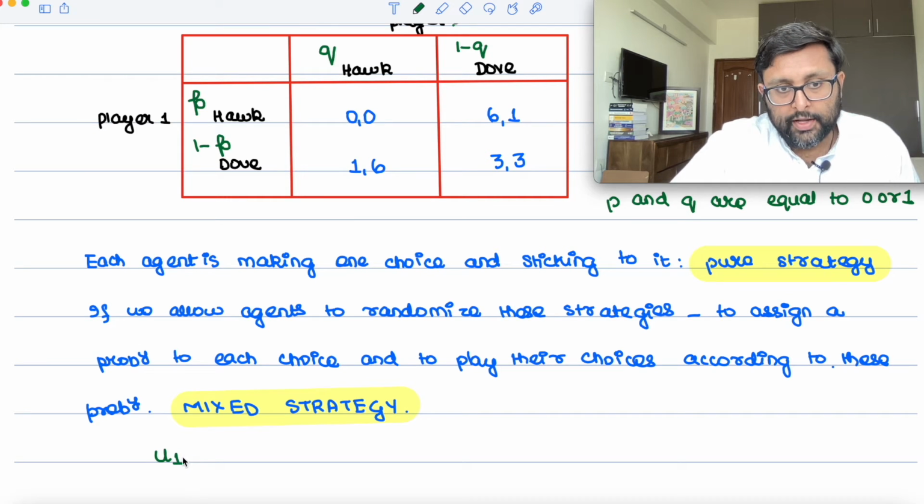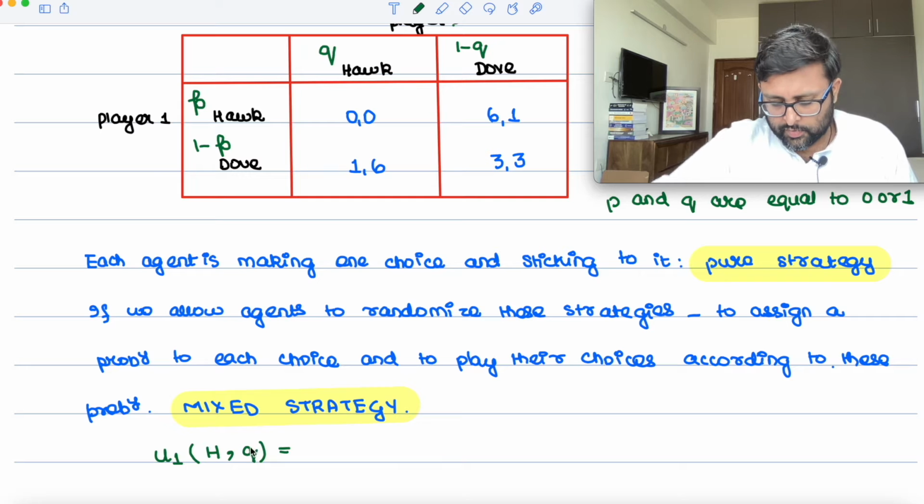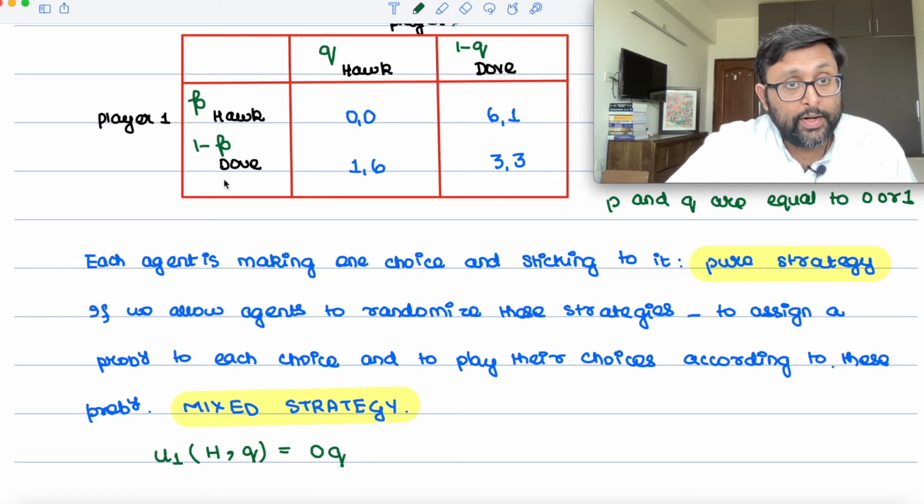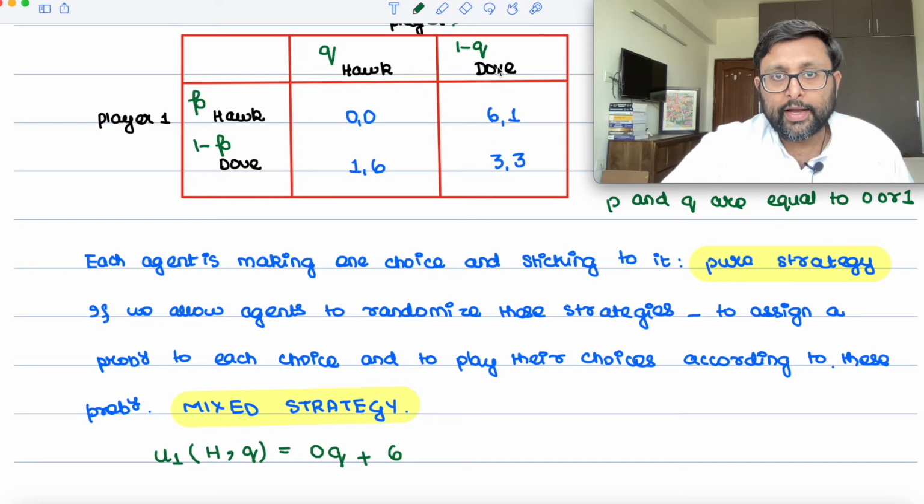I am player 1. My utility when I am playing hawk, of course, depends on whether you play hawk or dove. So my payoff is 0 when you play hawk, and this is when I'm playing hawk. My payoff is 6 when I'm playing hawk, provided you play dove. So my payoff from playing hawk is 6 provided you play dove. You with me?